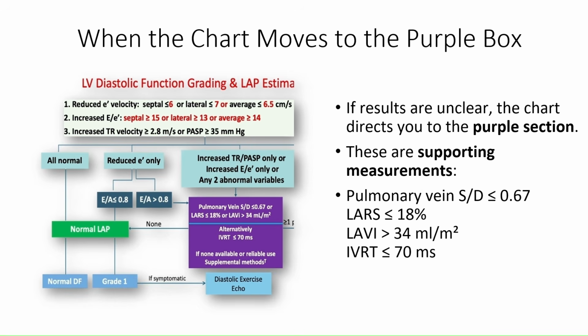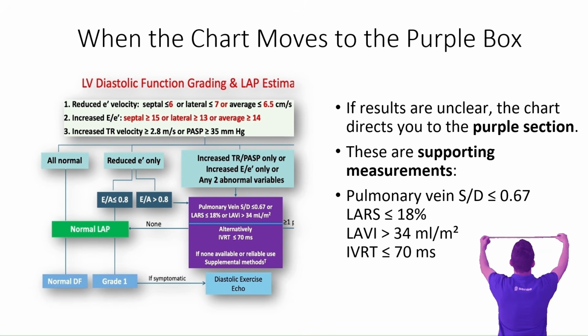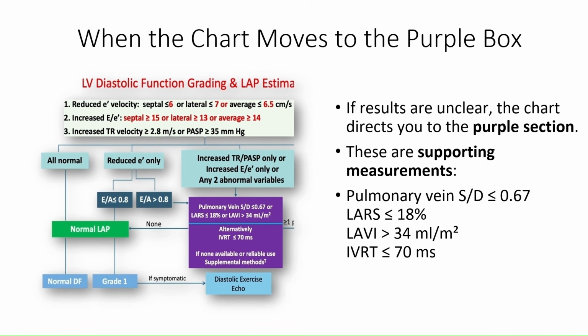LAVI, which stands for left atrial volume index, measures the size of the left atrium adjusted for body surface area. A value greater than 34 milliliters indicates left atrial enlargement, reflecting chronic elevated filling pressures or long-standing diastolic dysfunction.